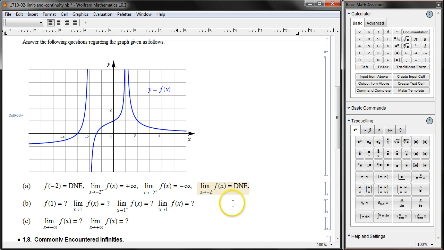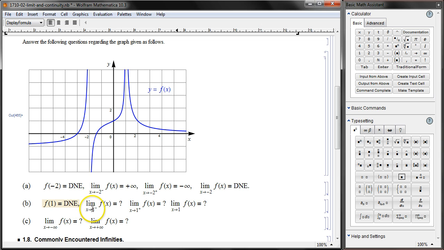Now let's do the same thing at x equals 1 here. At x equals 1, do you see any crossing or point? I see nothing, so the function value does not exist. That was easy. Now a little bit more challenging here.